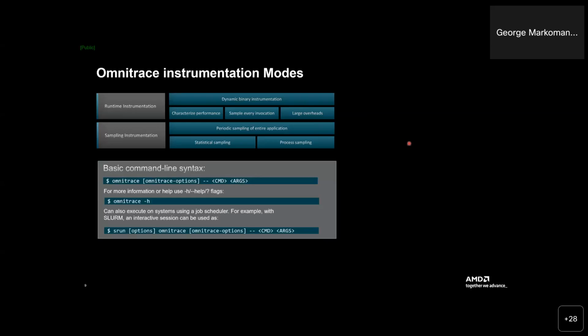Now, basic command line syntax. After you have loaded the module, it's omnitrace, options for Omnitrace, dash dash, then your command and arguments. Your command is usually your binary, and any arguments for the binary. So after the dash dash is your binary, and before is Omnitrace, and of course the srun, like here: srun, options, Omnitrace options, dash dash, the binary and the arguments, okay? With omnitrace -h, you can see the help. There's a lot to see about the various options of what you can do.